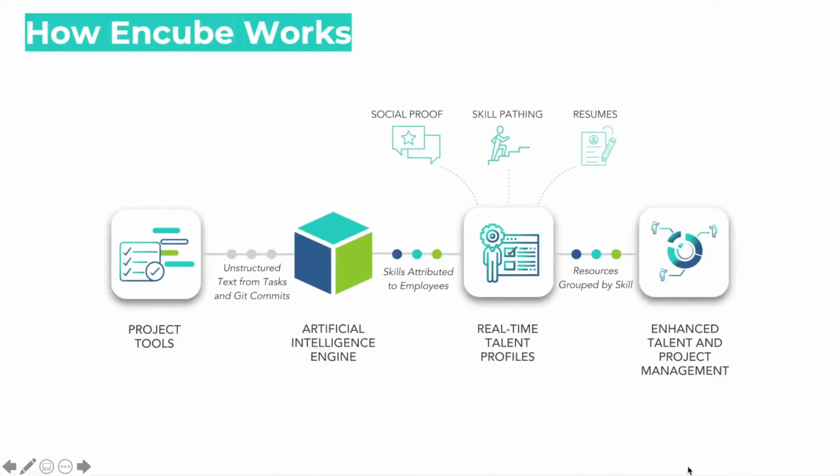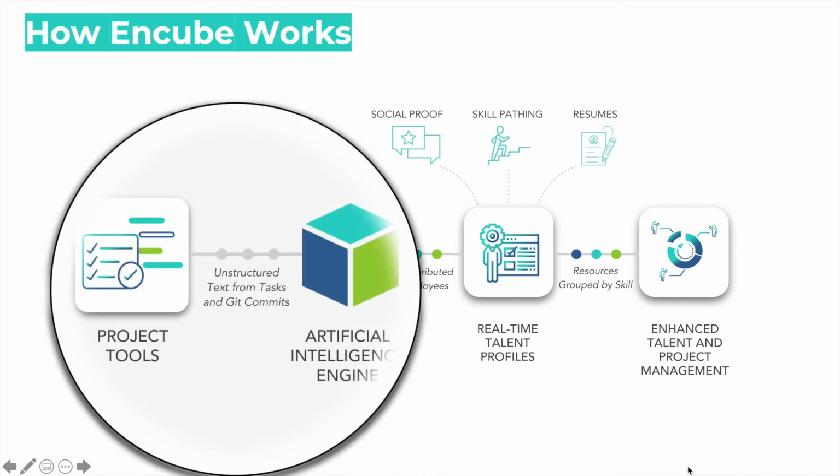Here's how Encube works. But in this video, I want to focus on a few specific things: how we attribute project-verified skills to employees using our AI engine, and how we facilitate skill pathing via our software skills ontology. First, let's take a look at the skills attribution process.